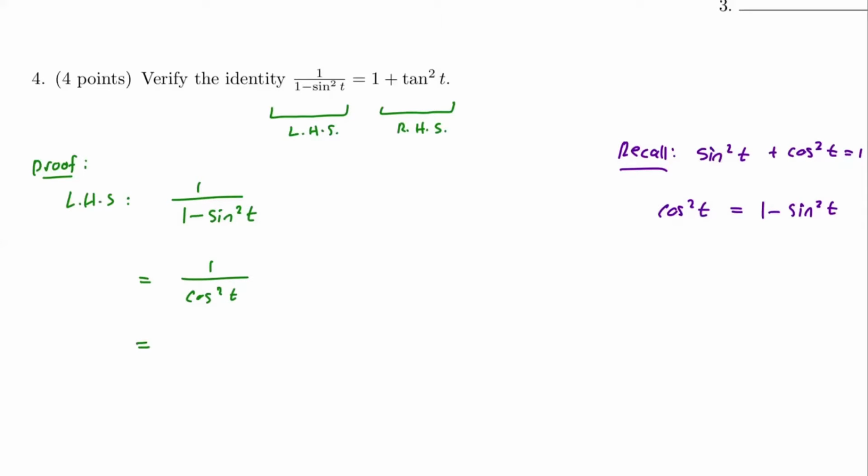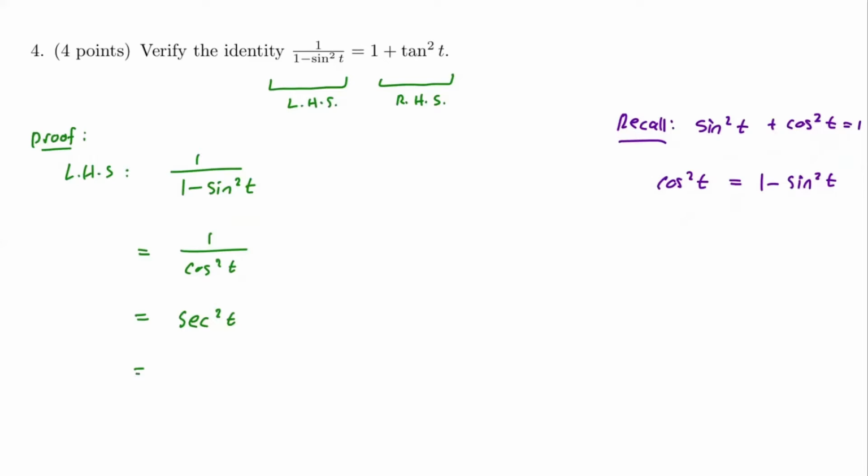So we have 1 over cosine squared of t. Well, 1 over cosine squared t is equivalent to secant squared t. And we know this is one of our identities. This is equal to 1 plus tangent squared of t. And this is our right-hand side. So we have completed the proof.